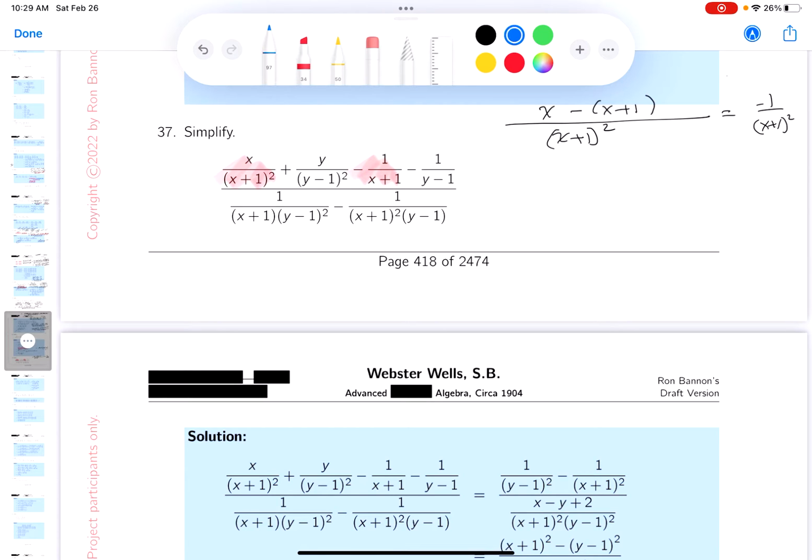And if I associate the other two terms, let's go through that. And what would you get there? Well, you would get y minus 1 squared. You would get y, and be careful here, minus y minus 1, which would give me 1 over y minus 1 squared.